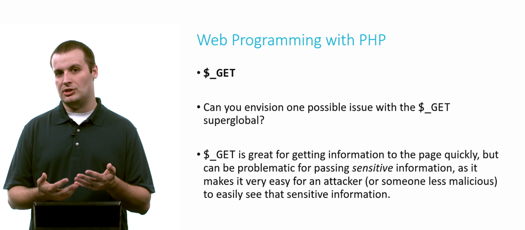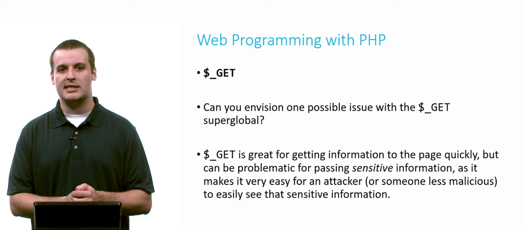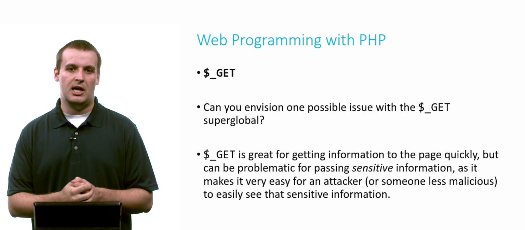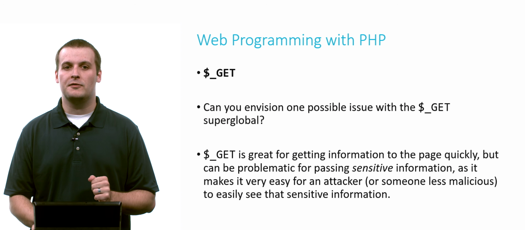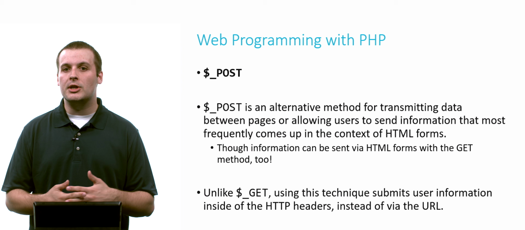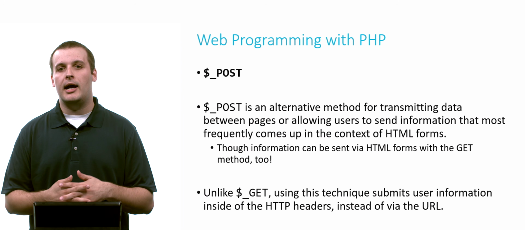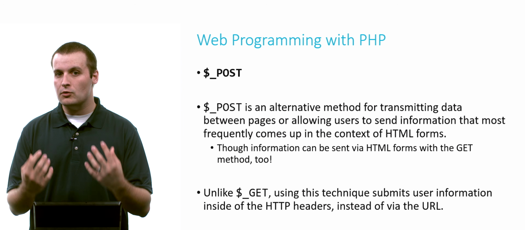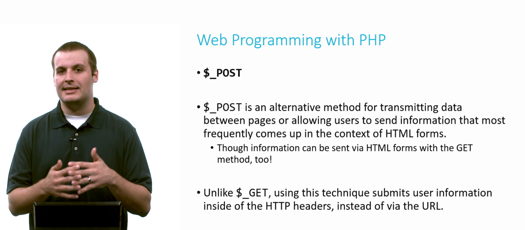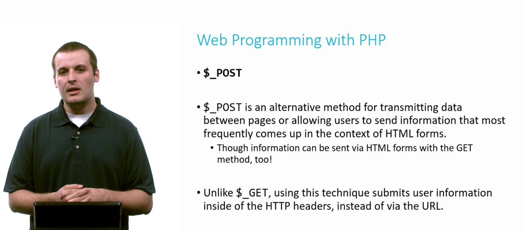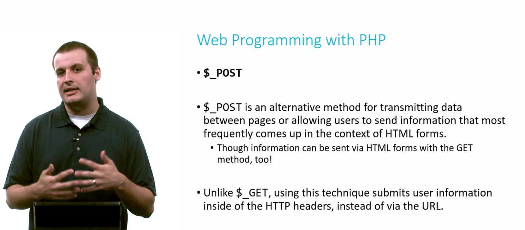It's a good way to pass information that we don't particularly care about as being too sensitive, because GET is pretty fast relative to the other superglobals we're going to talk about, but maybe not the best tool for sensitive information. For that, we might want to use something called $_POST, which is another superglobal variable. It's another associative array, so it works pretty much exactly the same as GET, except instead of extracting information from the URL, it does something through HTTP headers.